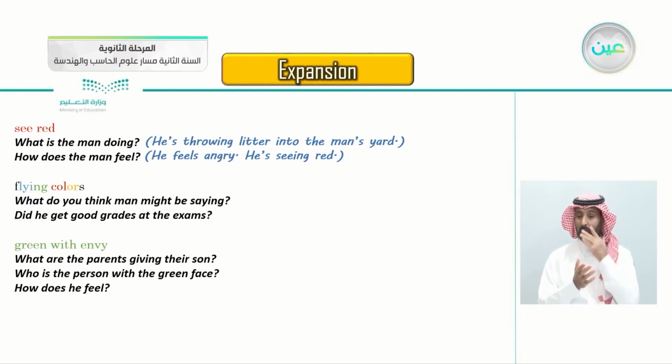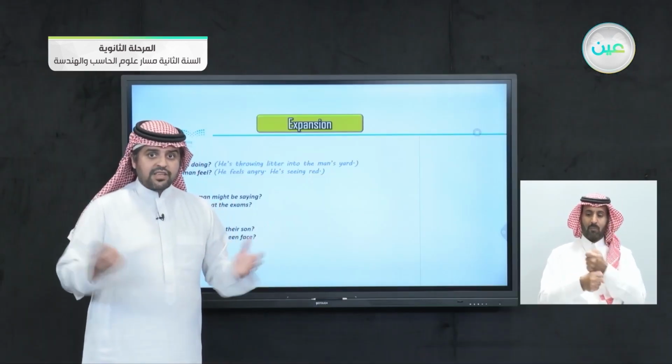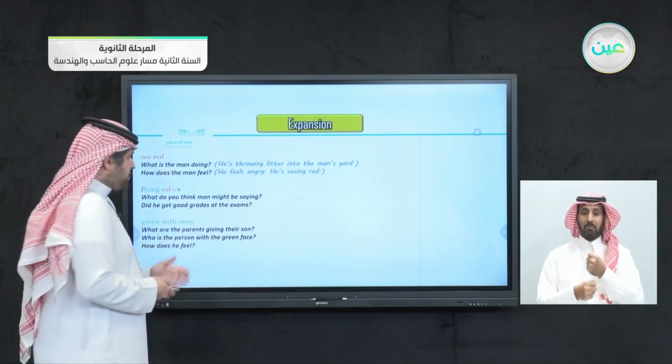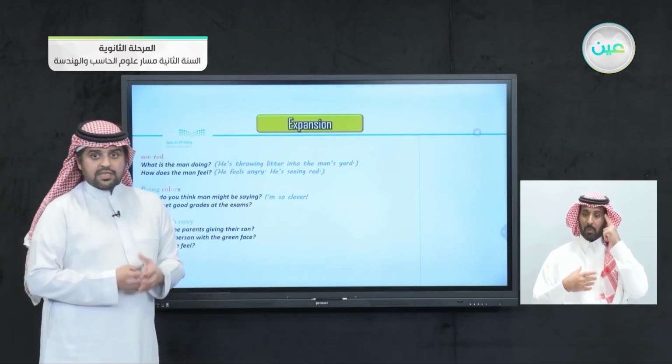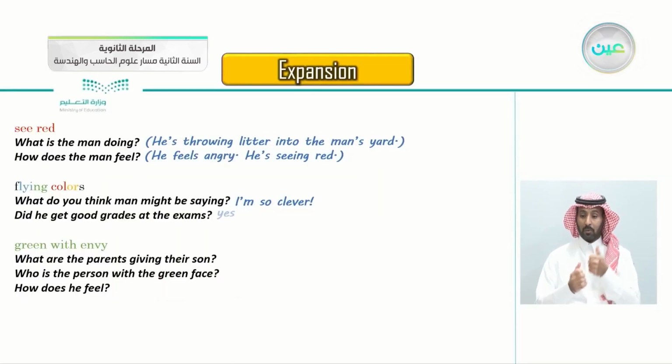Flying colors here. What do you think the man might be saying? The man standing next to the flags. Well, try to guess anything. Of course, he's standing proud, as you can see him. So what do you think that he might be saying? For example, maybe he's saying, I'm so clever, because maybe he's proud of himself. Did he get good grades at the exam? Of course, yes, he did.